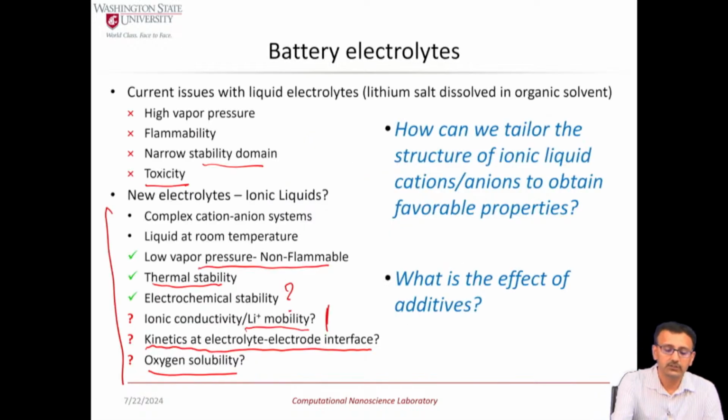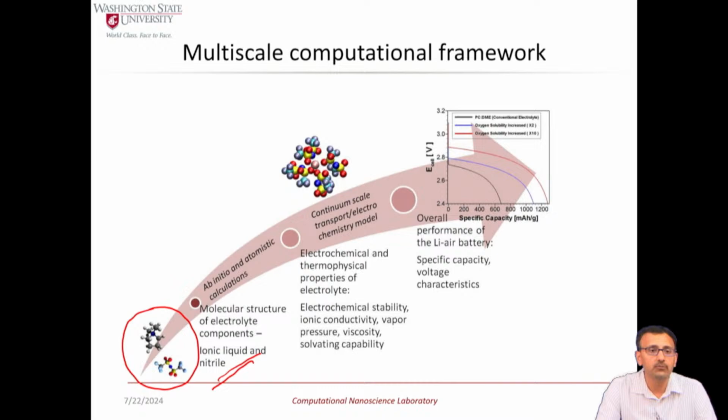The next step up is the ionic conductivity and oxygen solubility of ionic liquids. I mentioned these are two important properties for this class of batteries, right? So we did molecular dynamics simulations of ionic liquids with and without additives, and with lithium salt added to it, to calculate the diffusivity of lithium salts in various ionic liquids, from which you can calculate the ionic conductivity.